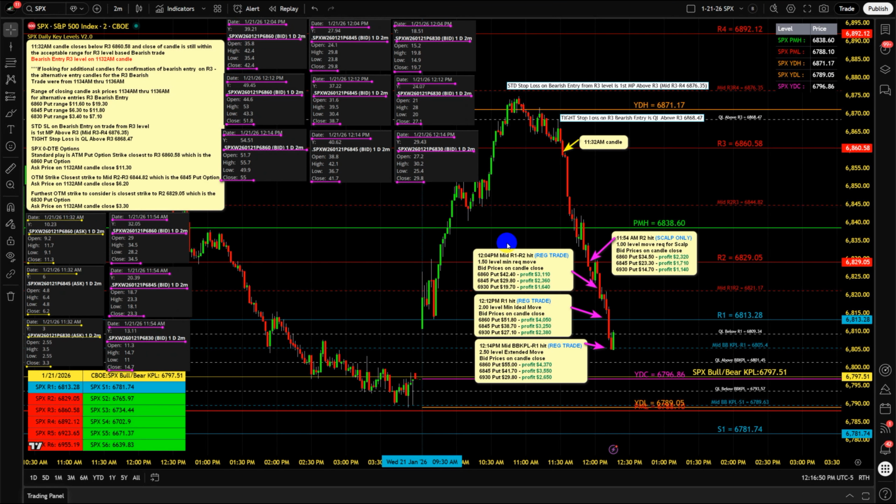Okay, so now we're going to look at trade number 2 of the session. It is a bearish trade off of the R3 level. So we have the YDH level here. We try to get above it. It's starting to close back above it. It tried again to close back above it here.